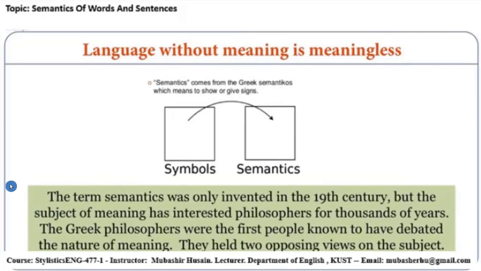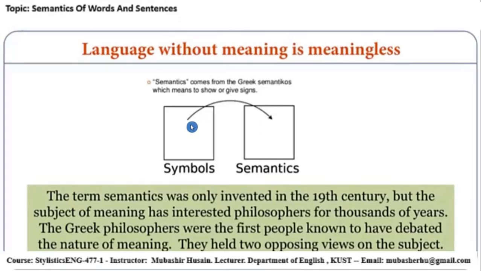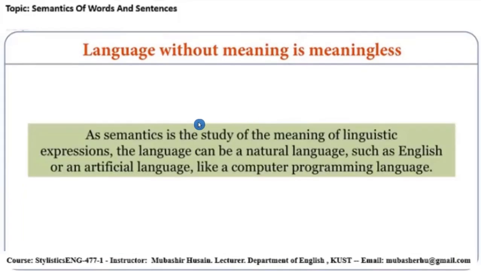The term semantics was only used in the 19th century, but the subject of meaning has interested philosophers for thousands of years. Greek philosophers were the first people known to have debated the nature of meaning. They had opposite views on that subject. Symbols carry the meaning, and semantics comes from the Greek, as we know, which means to show or give sign. While dealing with meaning, we must understand natural language versus artificial language.